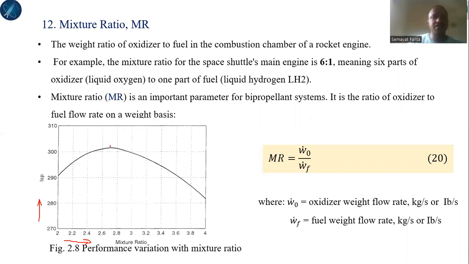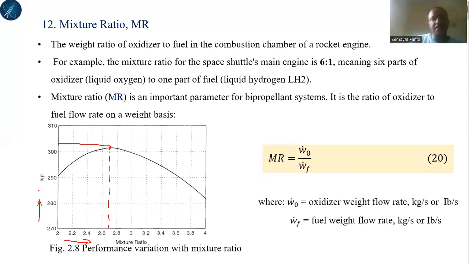So there is some optimum. Maximum Isp can be obtained at some point here. This point indicates the maximum Isp point. So that is the point where we need it. We need some propellant which gives us the maximum value of Isp.